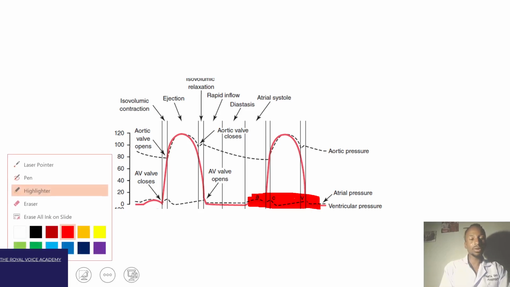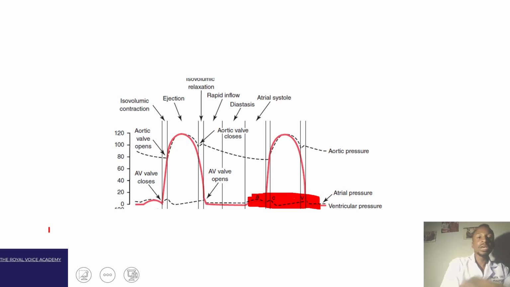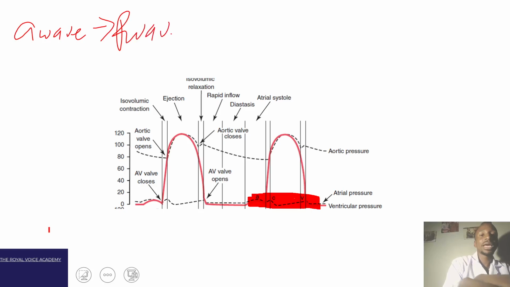So let us go through a quick recap of that. We've said that the A wave results from the P wave, and this is basically because of atrial contraction.